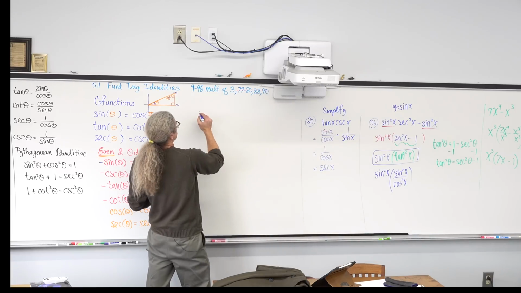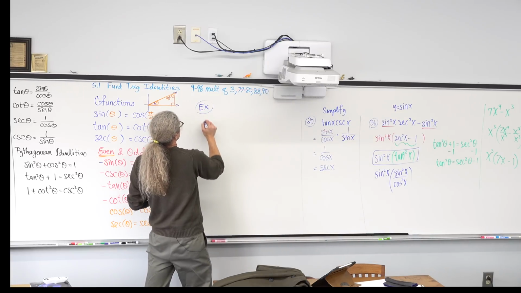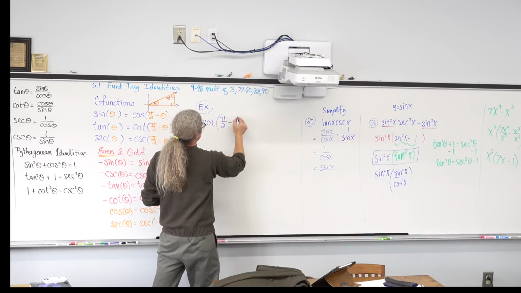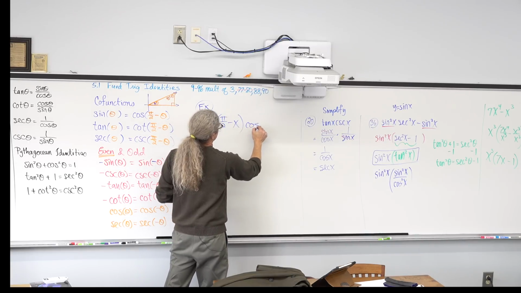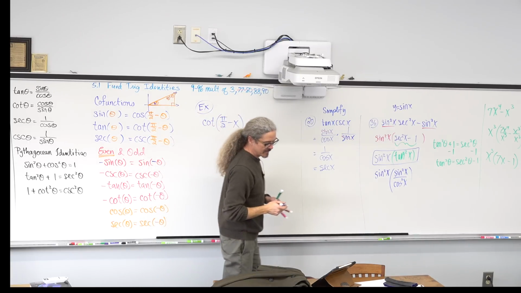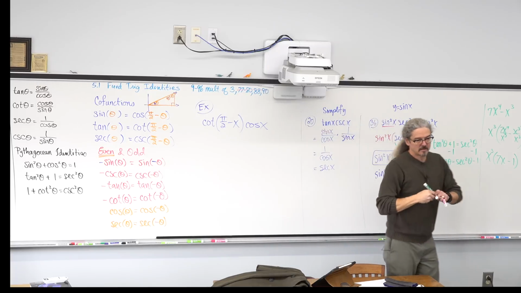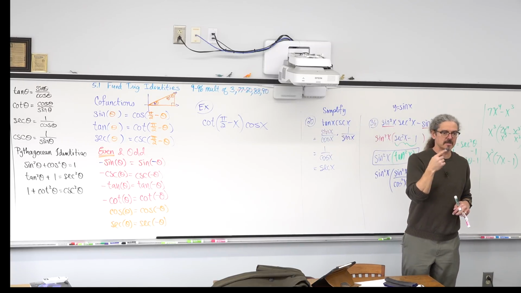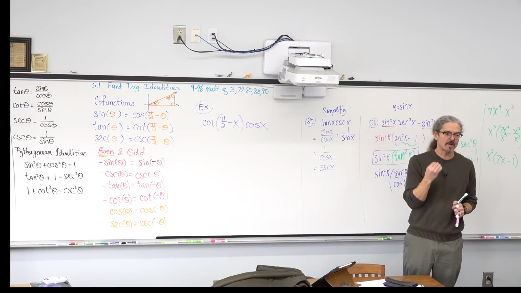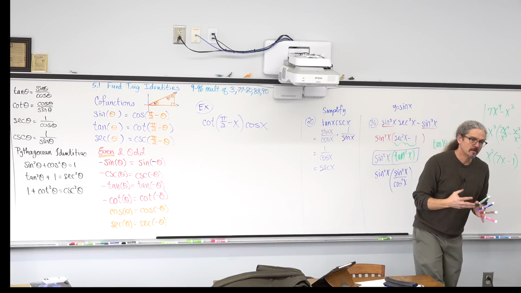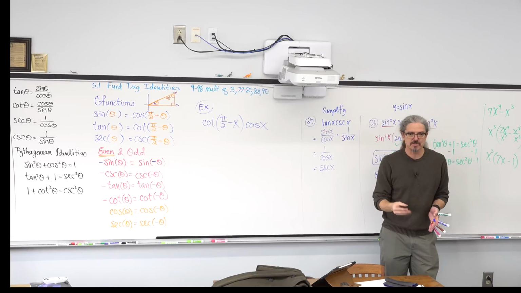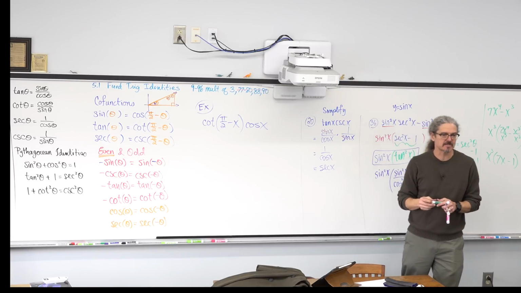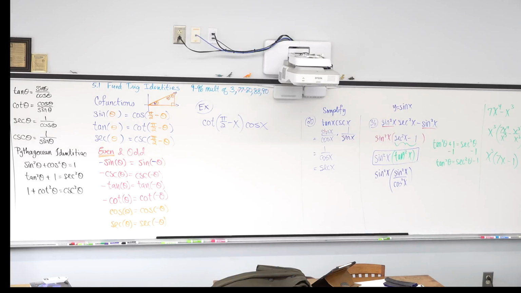Take a moment and simplify this for me. We've got the cotangent of pi over 2 minus x times the cosine of x. Simplify that to either a constant or a single trig function, and I want the angle left in your final expression to only be x. I don't want to see pi over 2 minus x in your final answer. All right.